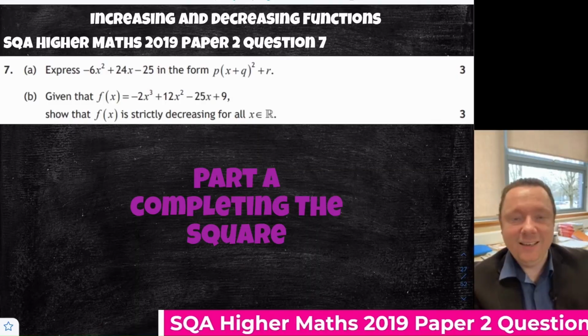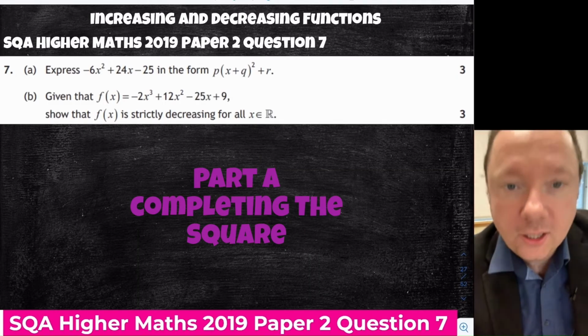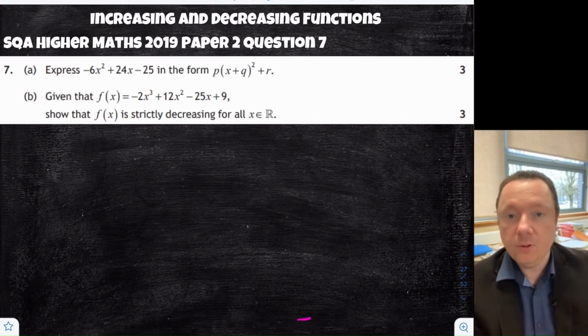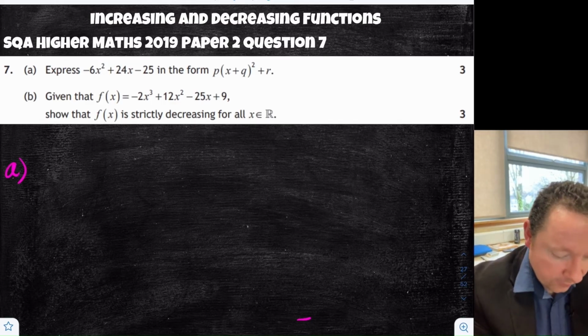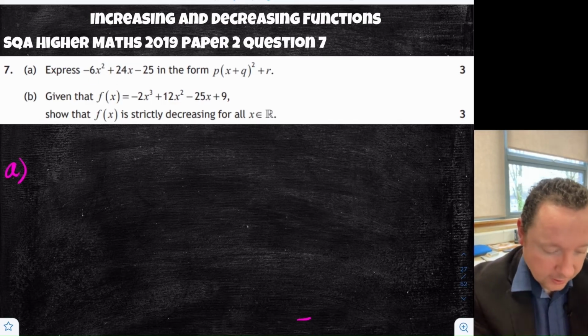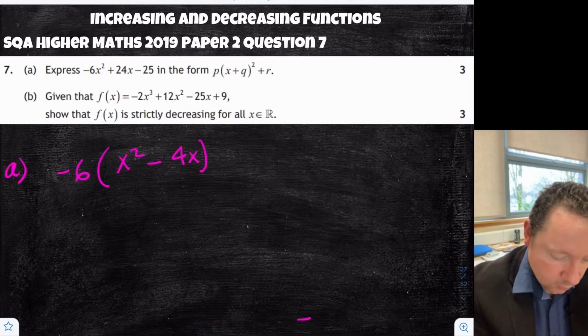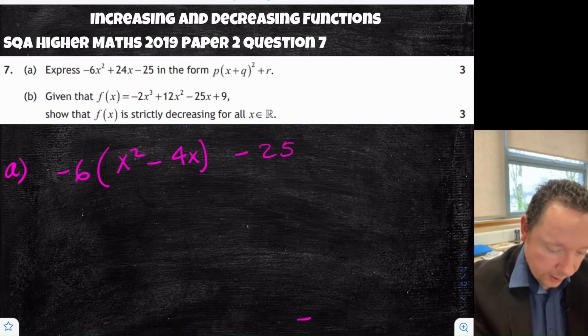And we're done there. Increasing and decreasing functions, SQA Higher Maths 2019, Paper 2, Question 7. Express this in the form p times x plus q squared plus r. Now let's complete the square. So for part A, if we look at these two, we can take minus 6 out as a common factor. So we get minus 6, and we get x squared minus 4x. 6 times 4 is plus 24. Take away 25, sitting on the end, and then we just complete the square the normal way on this term.